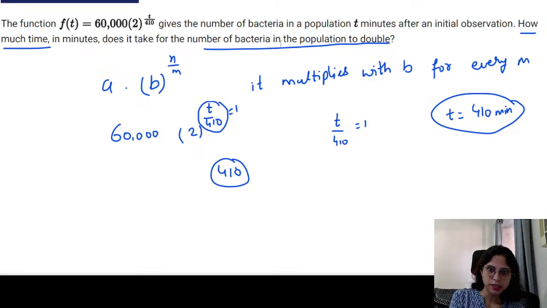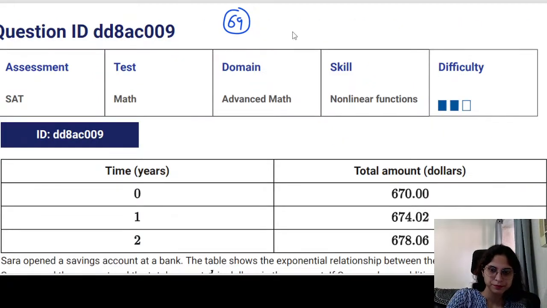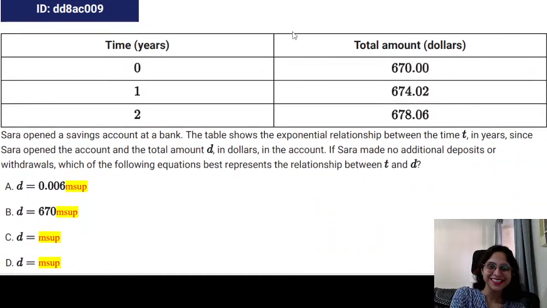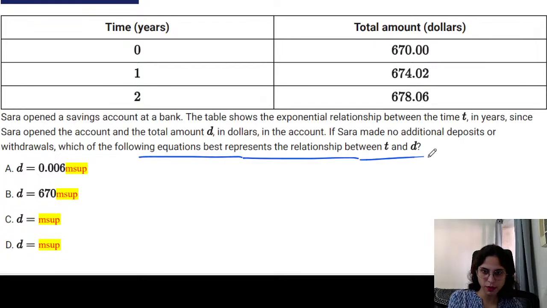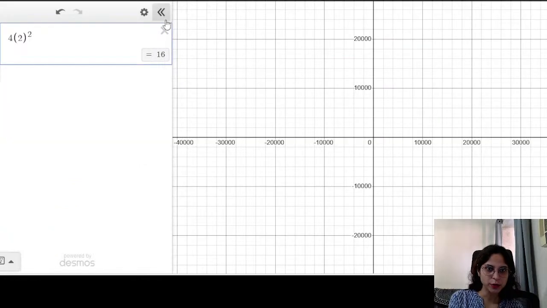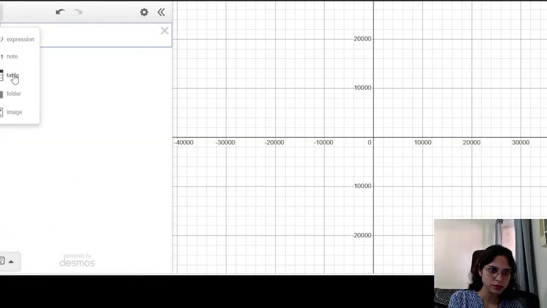Next one is 69, that will be on page number 70. Exact same question. Only the values are a little bit changed. At 0 it is 670, at 1 it is 674.02, at 2 it is 678.06, and then you look at which of the following equations best represents the relationship between T and D. I don't need any of these. So I go to Desmos. We have done this kind of question.